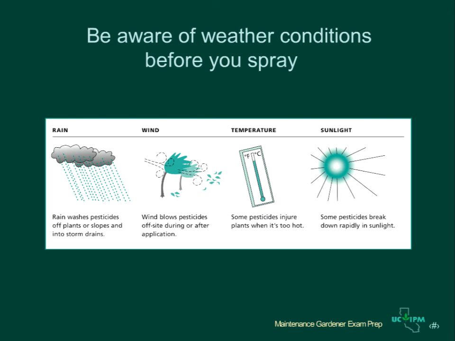Weather conditions can have an impact on the success of a pesticide application in controlling pests. Weather can also cause unwanted environmental problems due to off-site movement. Rain can wash pesticides off plants or slopes and into storm drains. Wind may blow pesticides off-site during or after an application. Temperature is a consideration because some pesticides injure plants when it's too hot. Sunlight may break down some pesticides before they kill the pest.